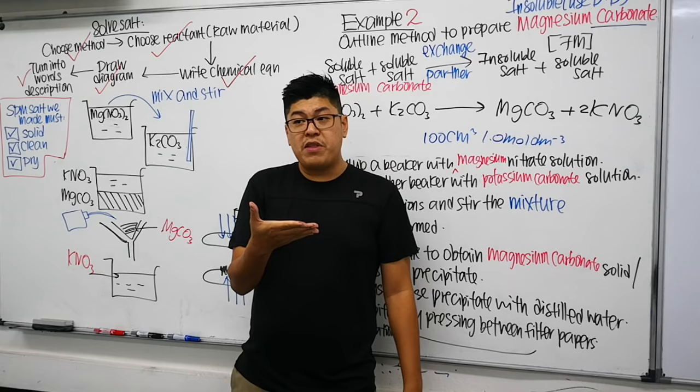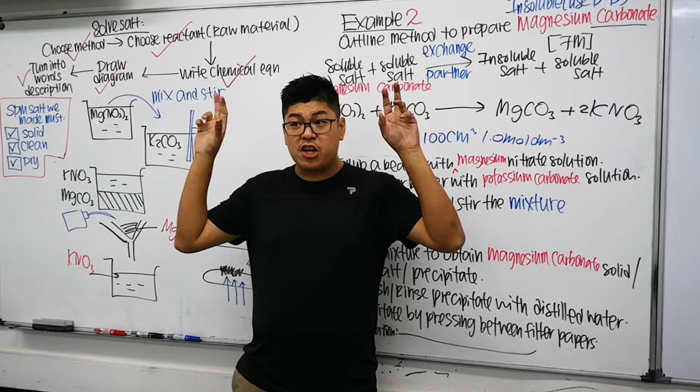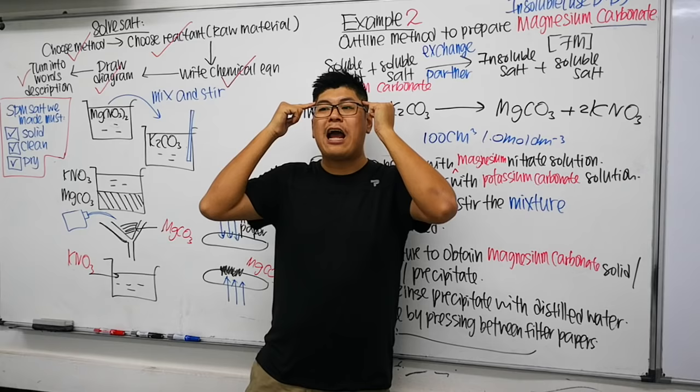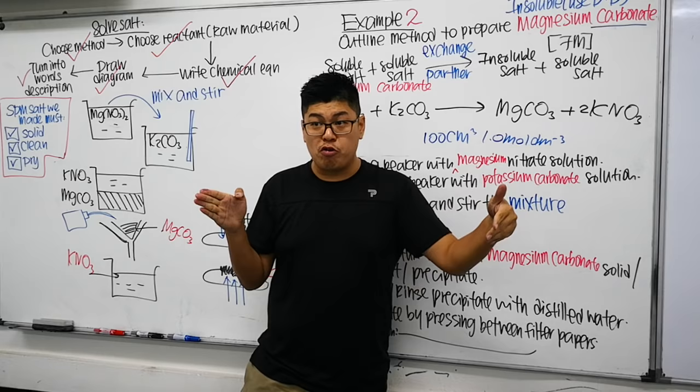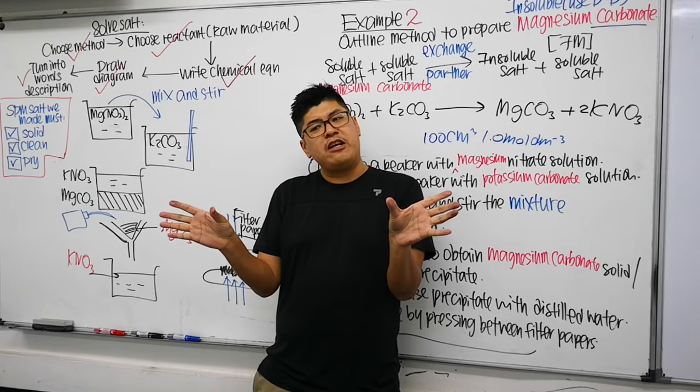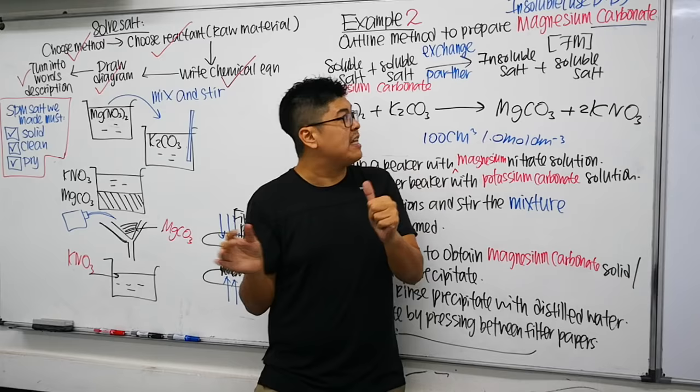For example, today we only learn double decomposition. So when I know the method I should use is double decomposition, I must remember: soluble, soluble, change partner, insoluble, soluble. So I need to figure out the two soluble salts. One soluble salt gives me the head that I wanted, one soluble salt gives me the tail. Who is the head? Magnesium carbonate: the head is magnesium, the tail is carbonate.